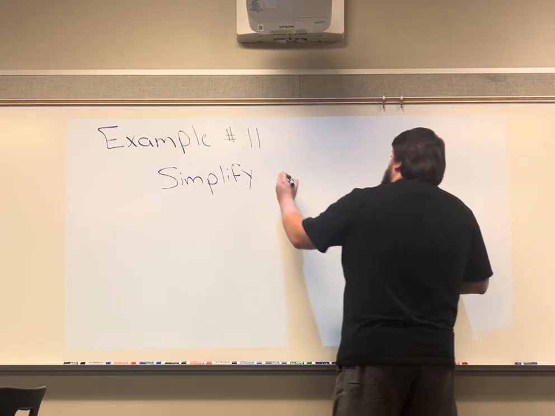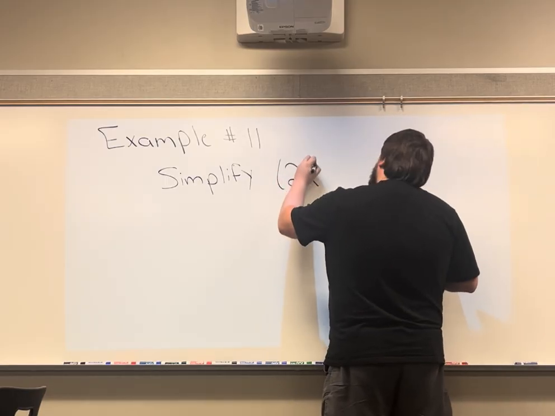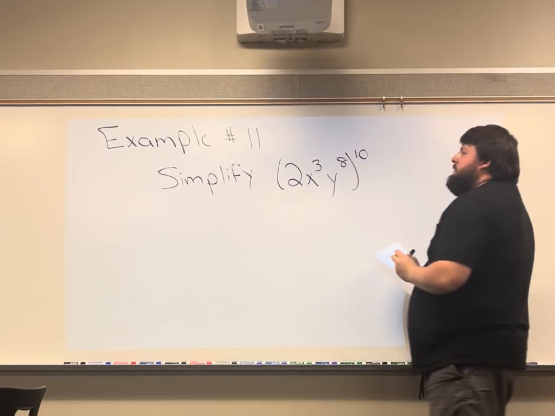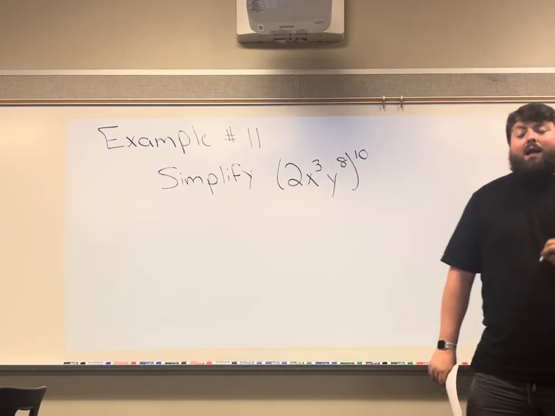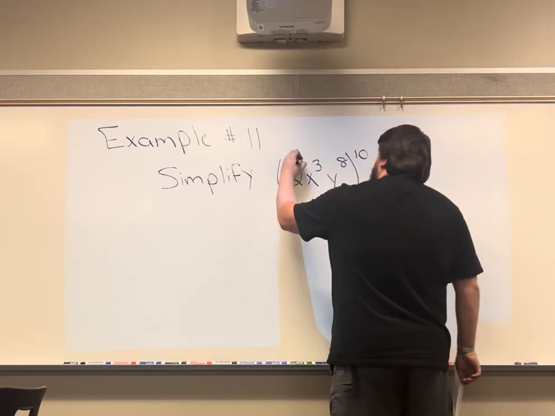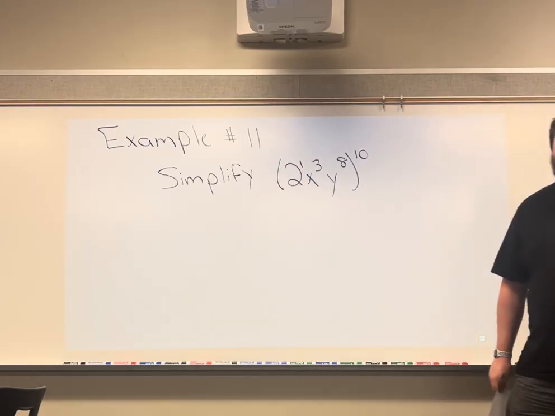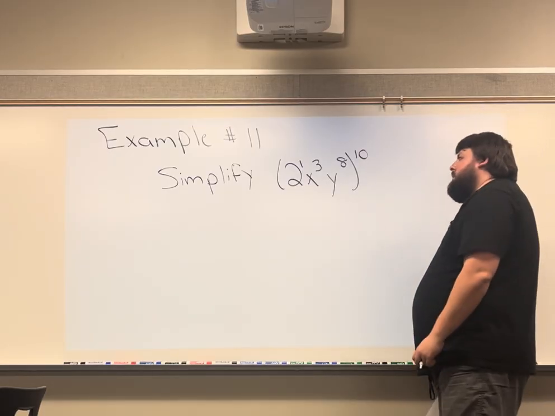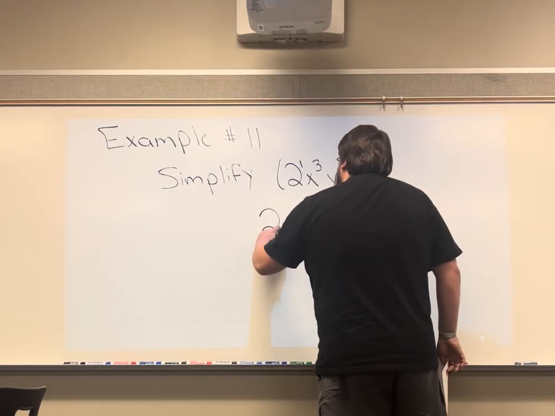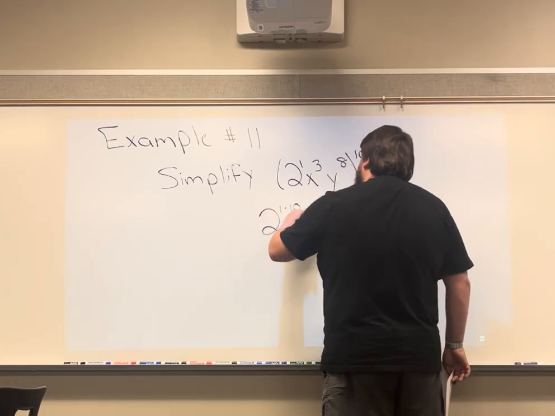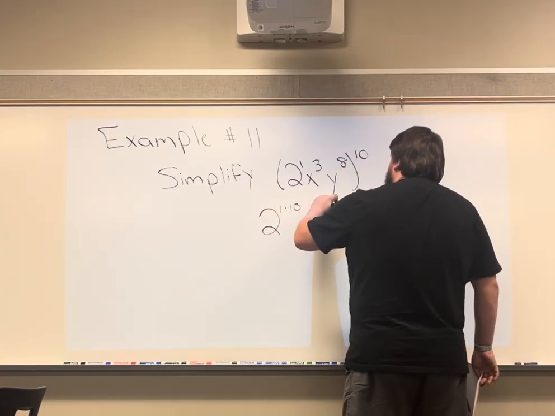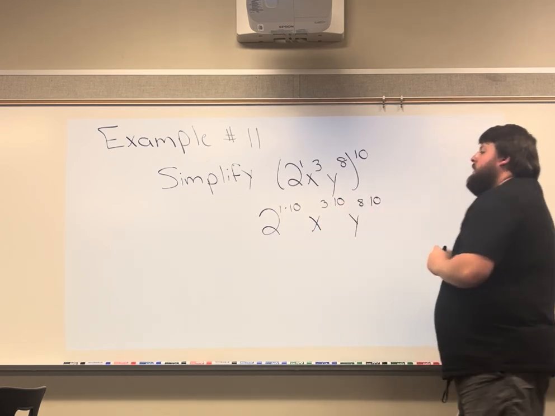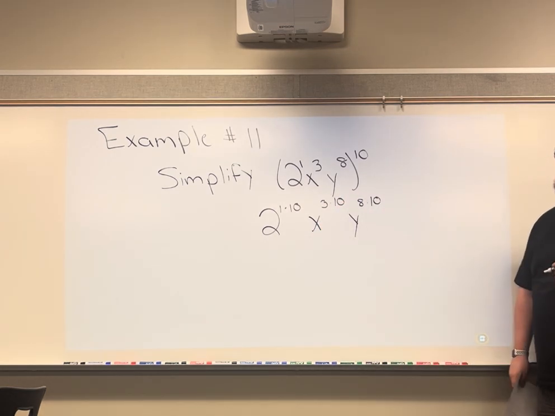Okay? So, once again, we have 2x to the 3rd, y to the 8th, all to the 10th. Okay? Like I said in the past, this coefficient, hit an exponent of 1. Go ahead, hit it right from the beginning. Okay? It's going to help you out in the long run. So I have 2 to the 1 times 10, x to the 3 times 10, y to the 8 times 10. All right? We broke it down.